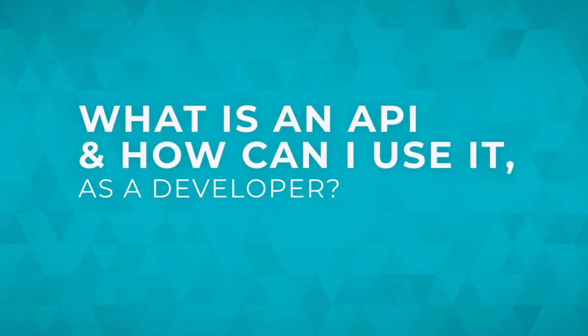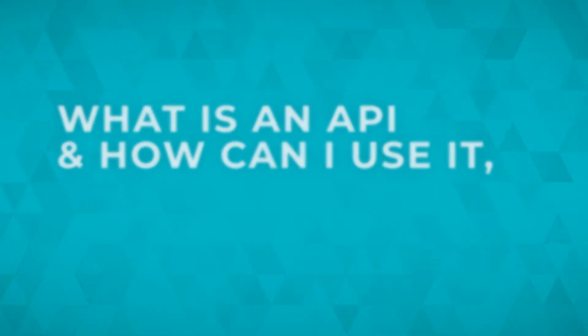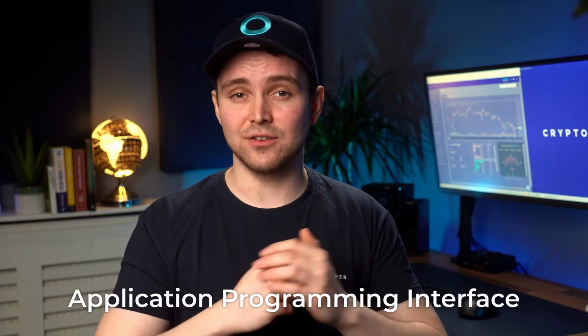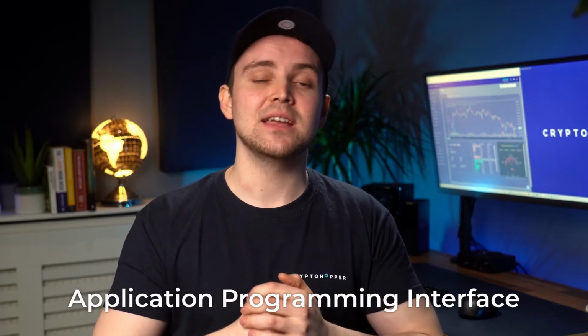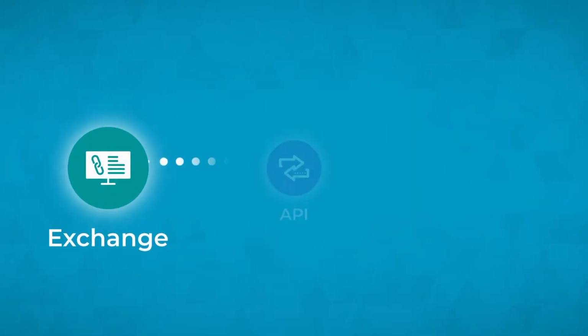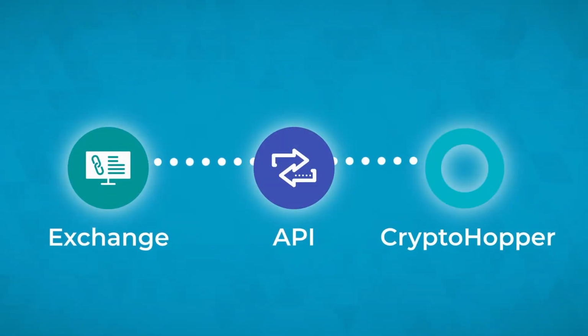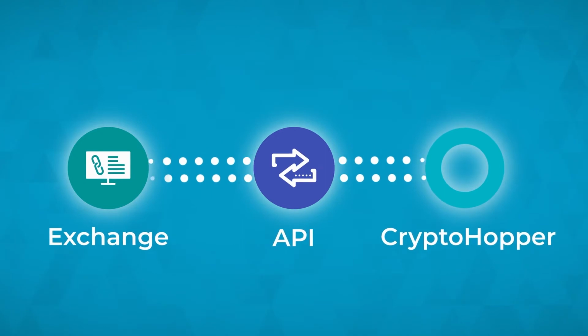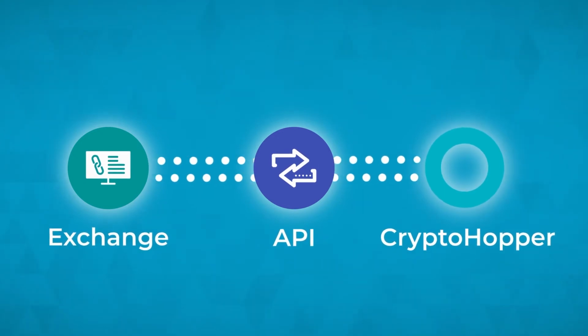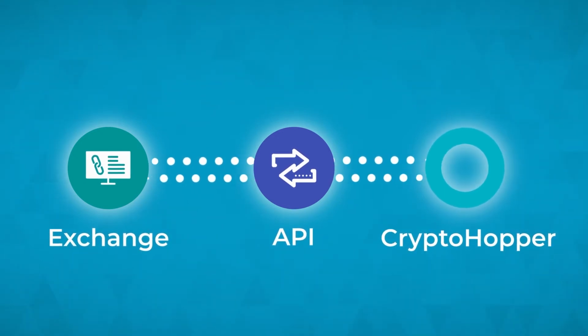What is an API and how can you use it as a developer? An application programming interface, or API, is a connection between computers or between computer programs. It is a type of software interface, offering a service to other pieces of software. Cryptohopper uses Exchange APIs to integrate exchanges, and it allows data to be sent and received between the exchanges and Cryptohopper. The same applies to Cryptohopper's API.